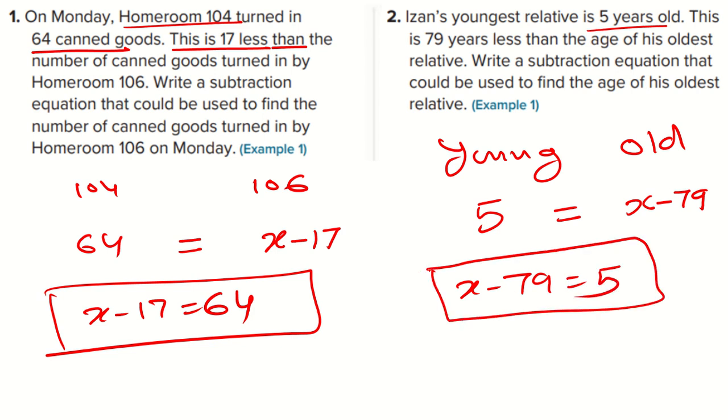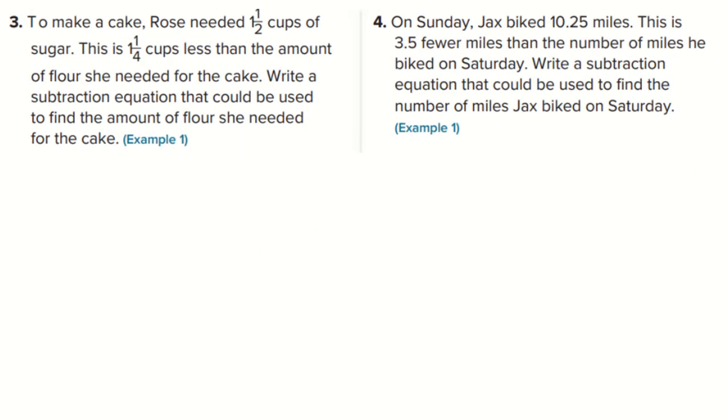Students, remember one thing, I explained in another video also, whatever you have after then, it comes first. Okay. So here it comes first and 79 goes at the last, and less means minus. Okay. Now to make a cake, Rose needed 1.5 cups of sugar. This is 1.5 cups of sugar, which is 1 and 1 over 4 cups less than the amount of flour she needed to make it. So flour means F I am taking, minus 1 and 1 over 4. This is the subtraction equation.